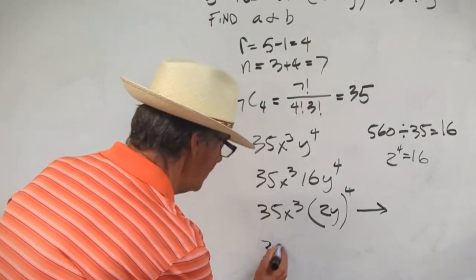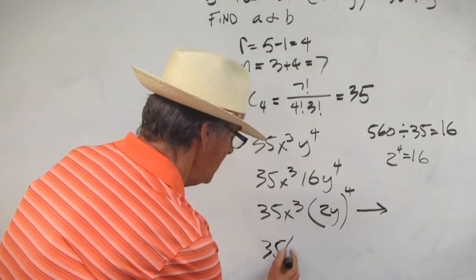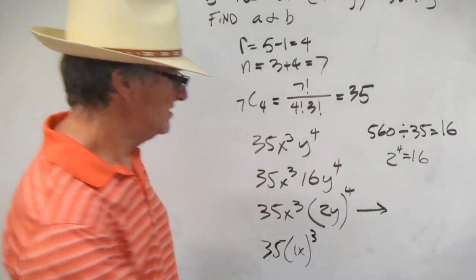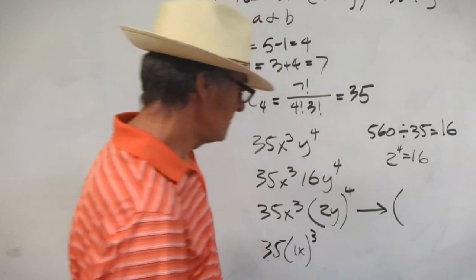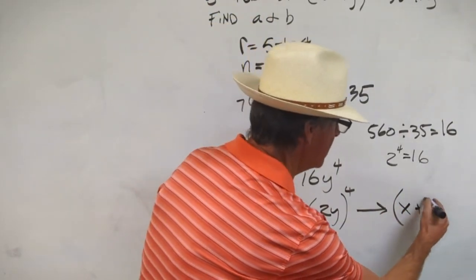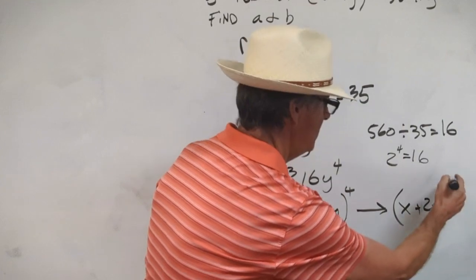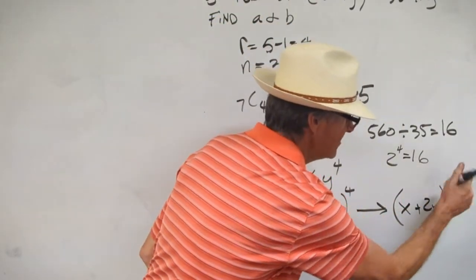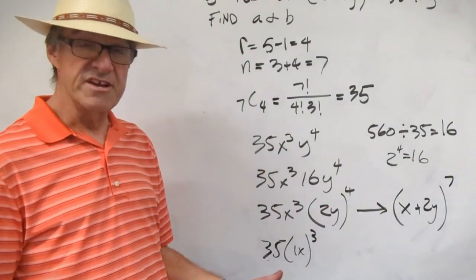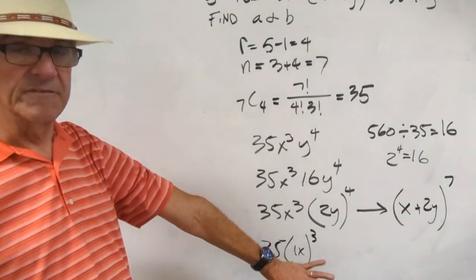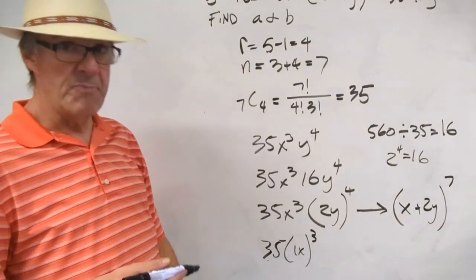You could write this as 35 times 1x to the 3. And so that means that our binomial that we're expanding is this one. Okay? And actually we know it's to the 7th, so we might as well put that up there. So that's the binomial that we expand to get all of this stuff that we've just calculated. We've just gone at it backwards.